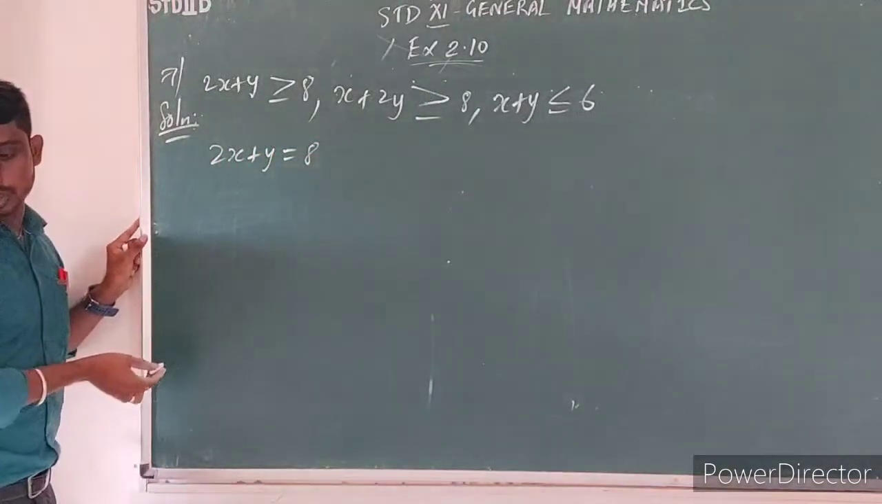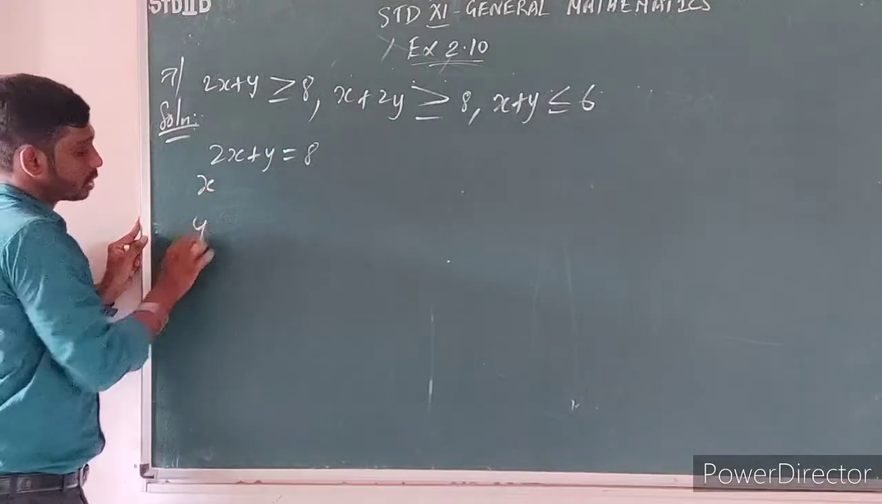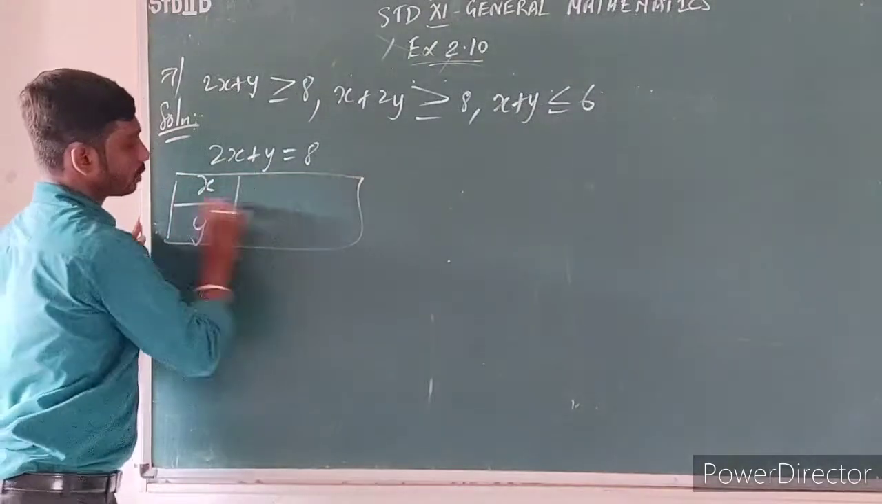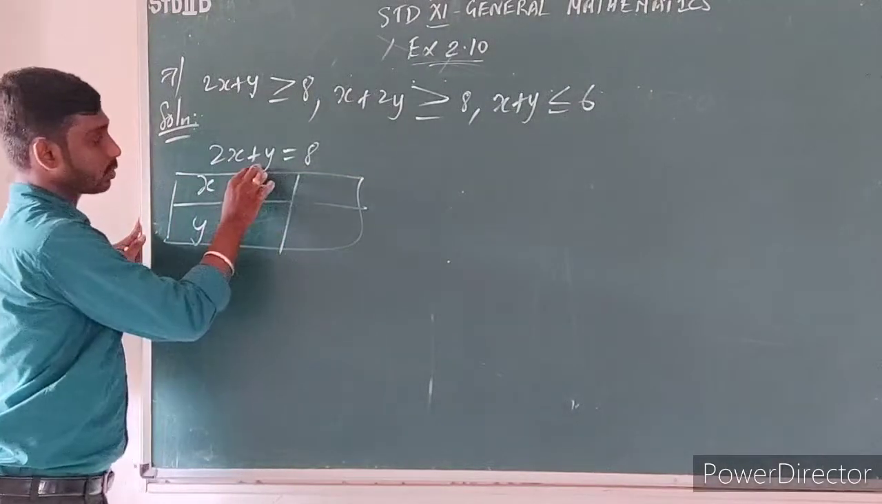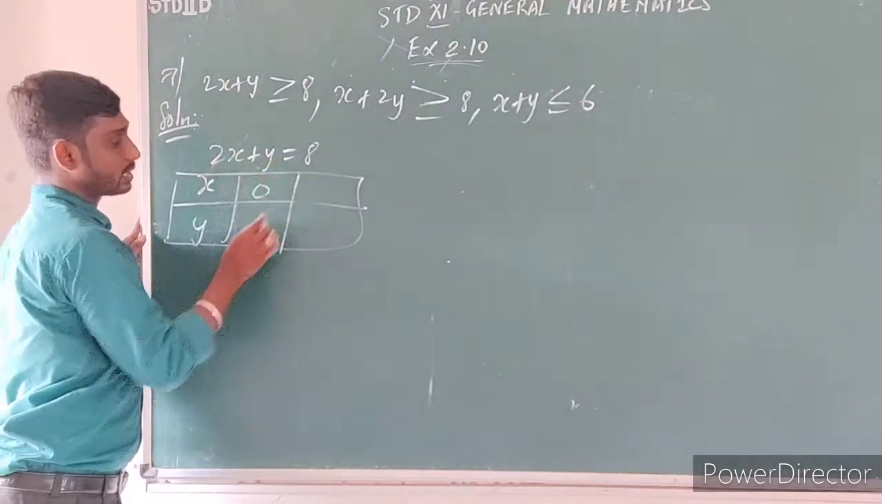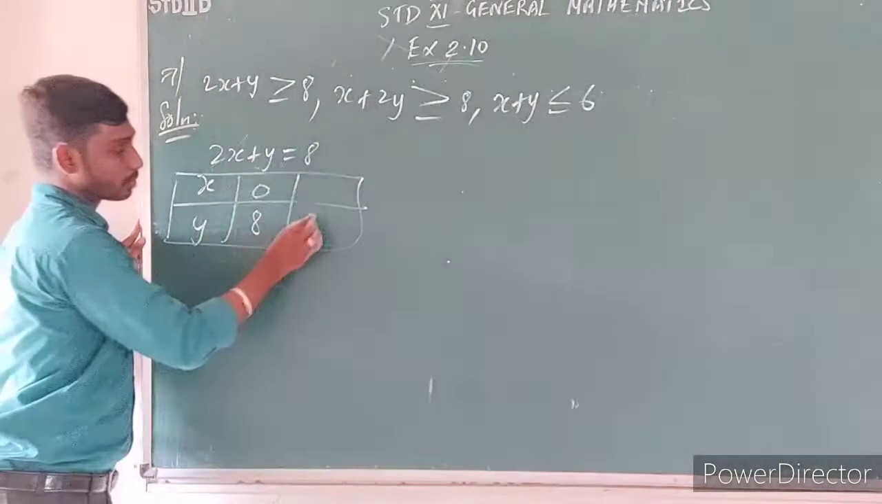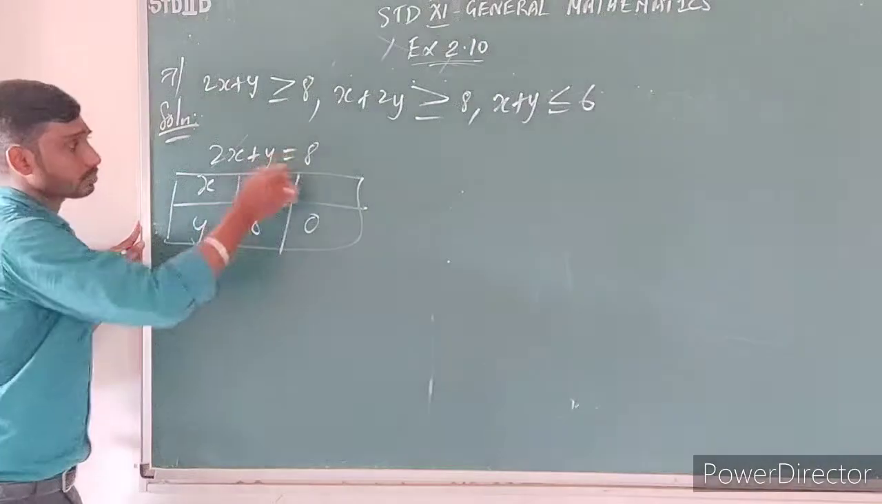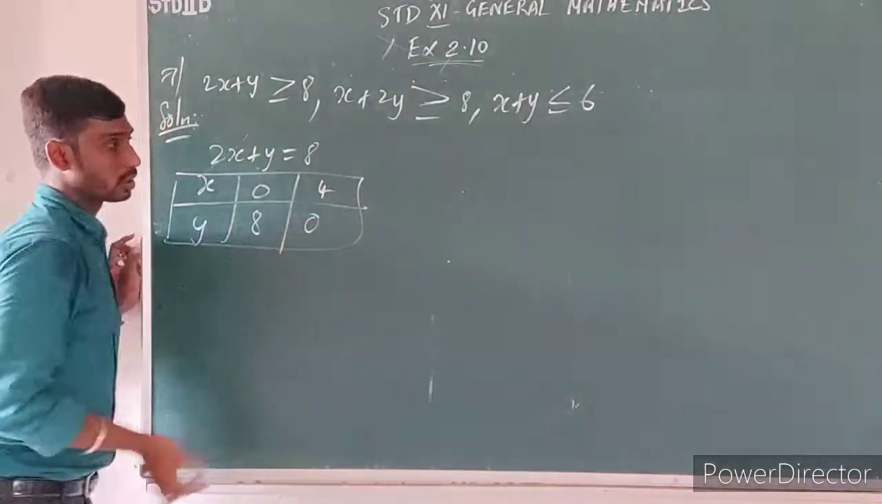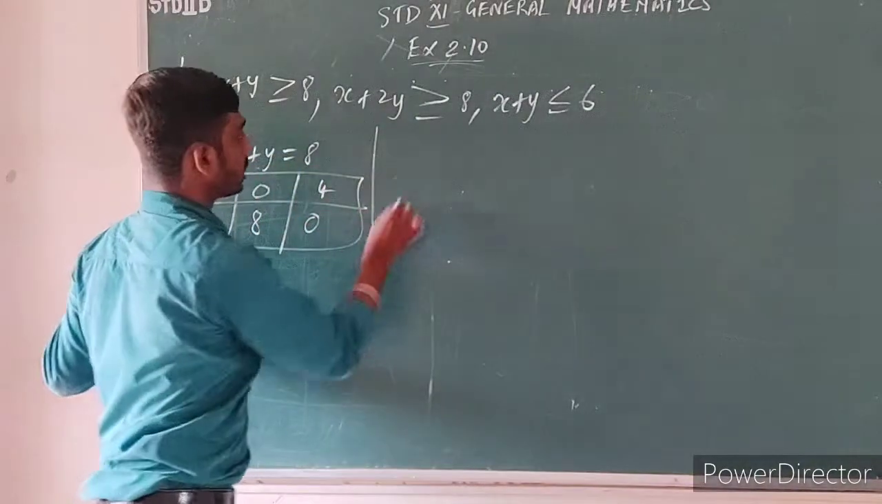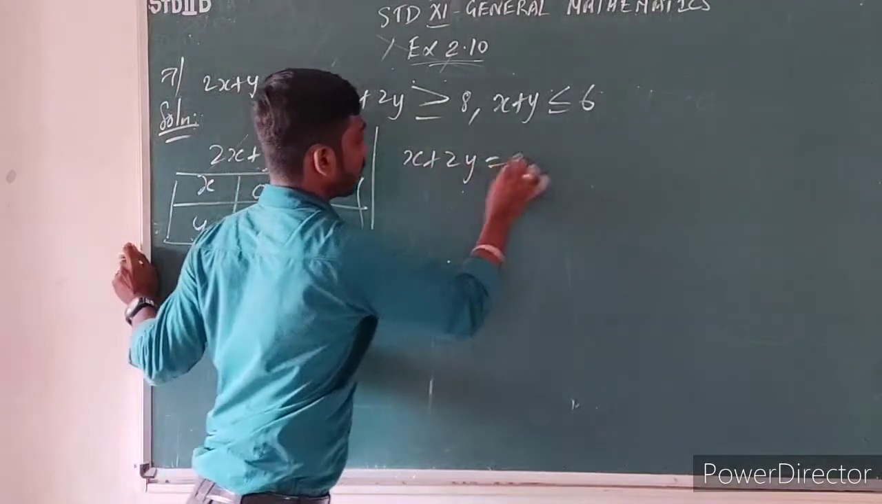Now I am going to substitute x, y in the same format. I am going to substitute x is equal to 0 here. X is equal to 0 means this one cancels, and y is equal to 8. Now I substitute y is equal to 0, then 2x is 8, so the x value will be 4. So that is the first equation.